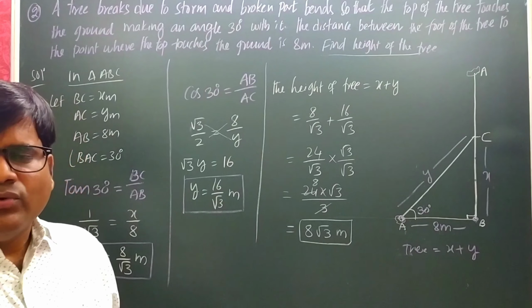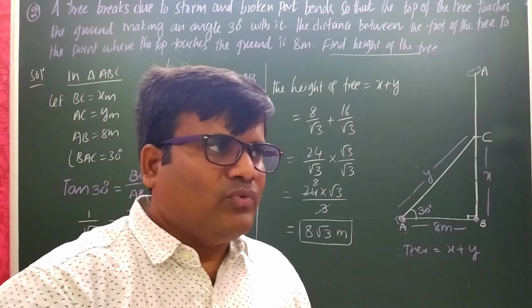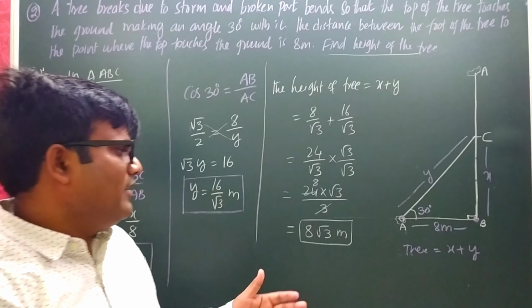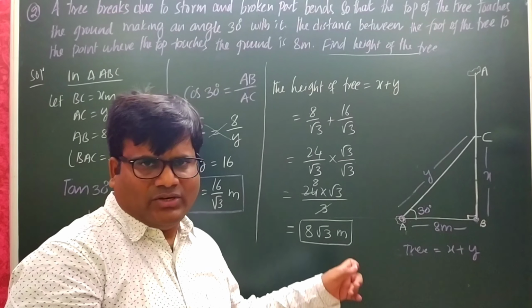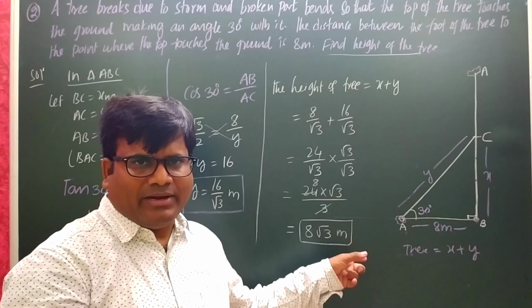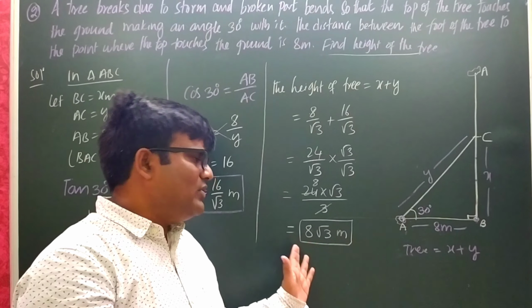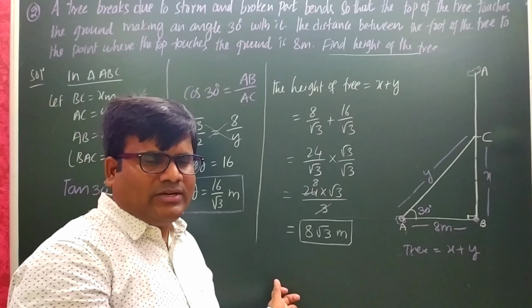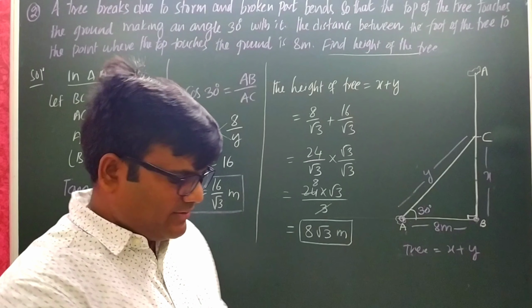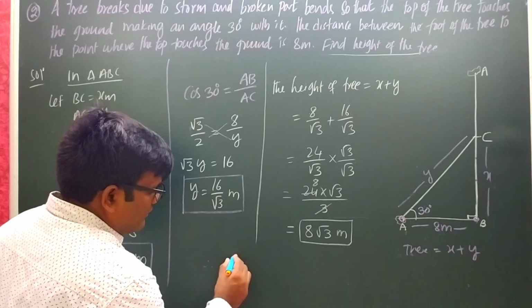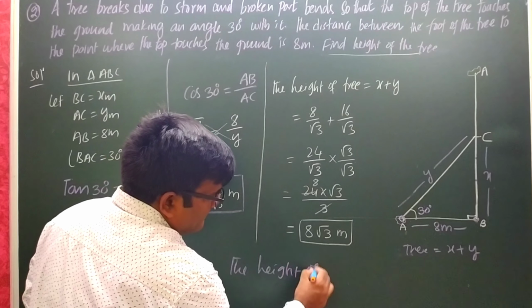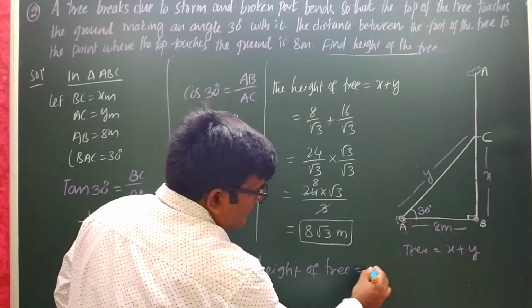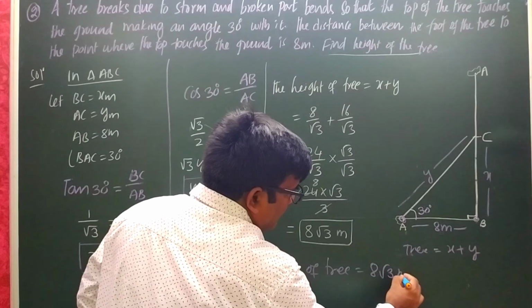Sometimes in the question they give the root 3 value. Root 3 value is 1.732. In case they mention the root 3 value 1.732, you need to substitute here 8 into 1.732. Otherwise, you can leave it like this only. Conclusion: therefore, the height of the tree is equal to 8 root 3 meters.